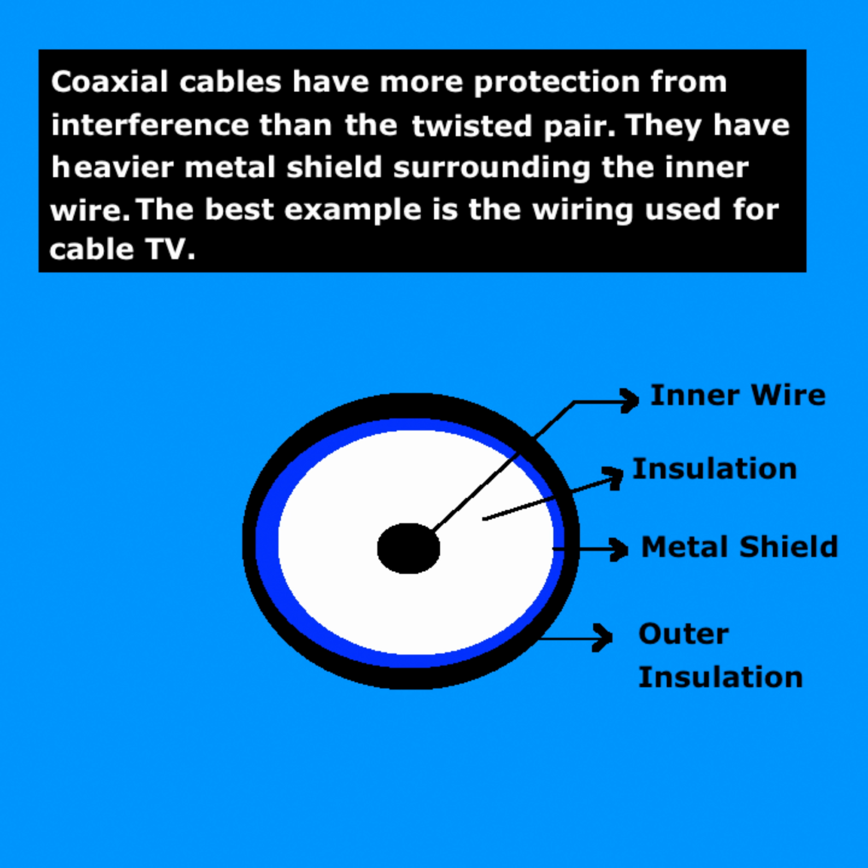Coaxial cables have more protection from interference than the twisted pair. They have heavier metal shields surrounding the inner wire. The best example is the wiring used for cable TV.